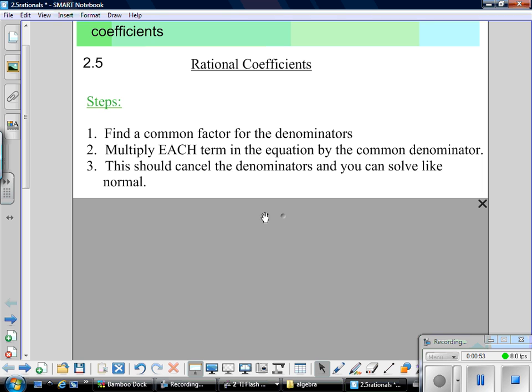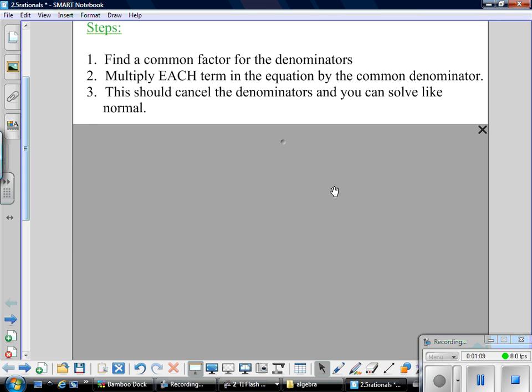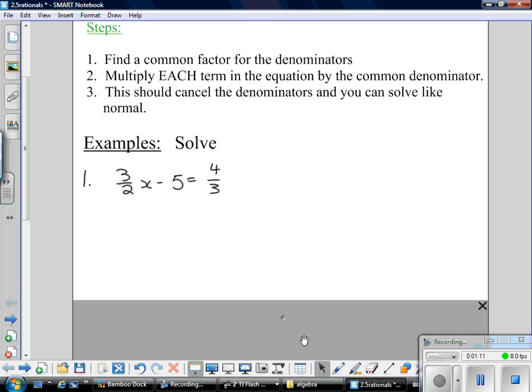Well, actually, I'll tell you what happens. If I've done it correctly, then that will cancel out the denominators, and it means I will no longer have any rational coefficients. They'll be whole numbers, which makes it much easier for us to solve. So let's take a look at the first question.